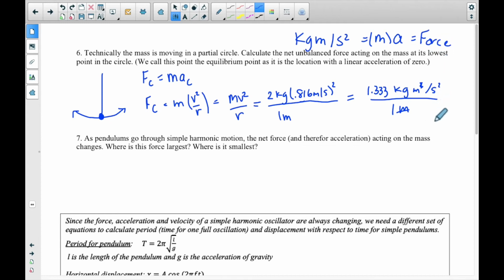We measure force in newtons. So this is 1.33 kilogram meters per second squared, but we call it 1.33 newtons. That last part about the units was just a little bonus.